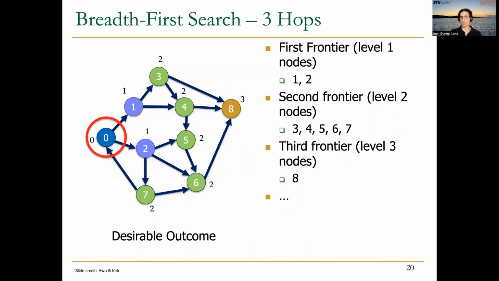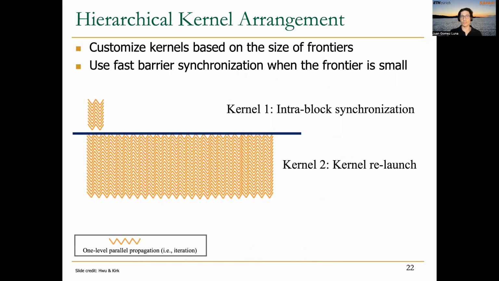Related to sparse matrices, we also talked about graph traversal or graph search, and we used breadth first search as an example. For breadth first search, we studied ways of implementing it efficiently using a top-down approach, and we talked about this hierarchical kernel arrangement where we use different kernels. In particular, we talked about two different kernels depending on the size of the frontier that we create after each iteration of the BFS algorithm.